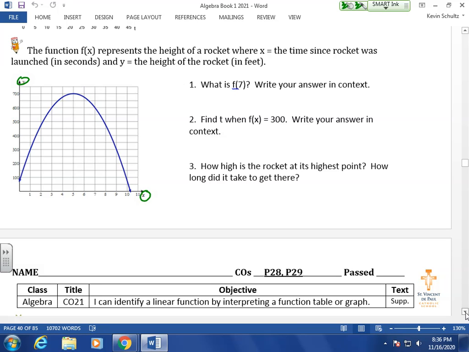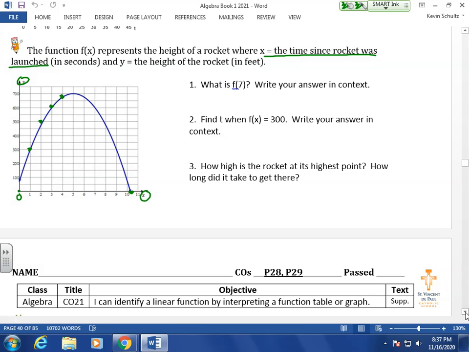X is the time since the rocket was launched, which makes sense that this is 0 here, because our graph starts at the point the rocket was launched. Time starts when you launch the rocket, so that's at 0. And then 1 second later, it's this high, 2 seconds later, it's that high, 3 seconds later, 4 seconds later, and finally it lands on the ground a bit after 10 seconds, right?